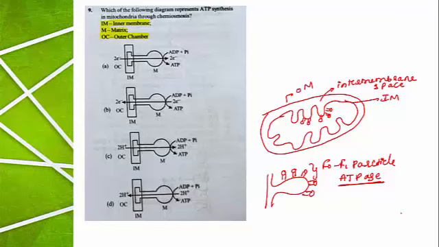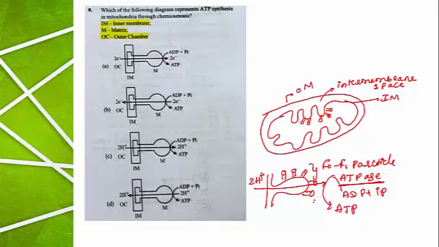Then what is the condition and how exactly is the ATP molecule made? The same diagram is represented here with different labelings. When two protons are moving through this structure, there will be addition of inorganic phosphate. Here I will write: ADP combines with inorganic phosphate and results in the synthesis of ATP.